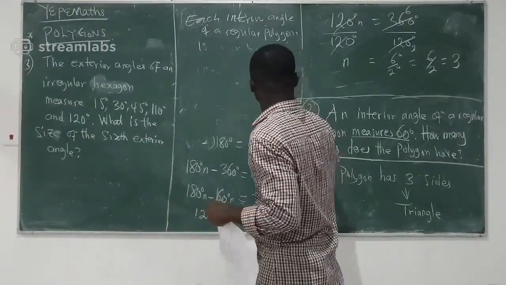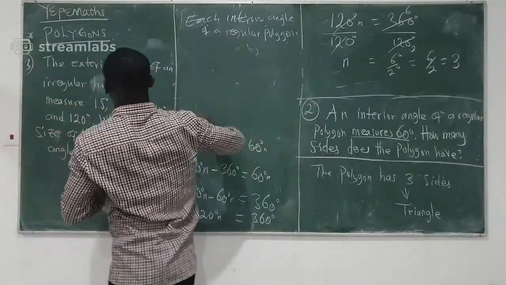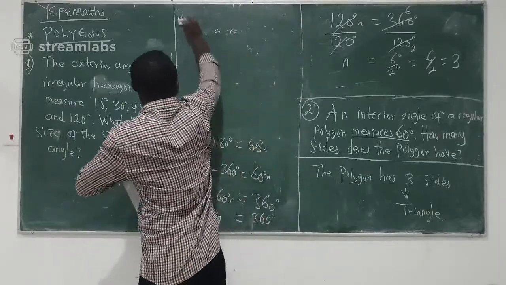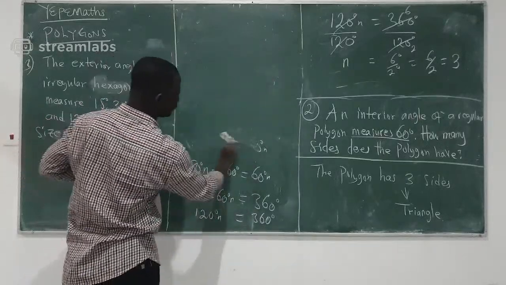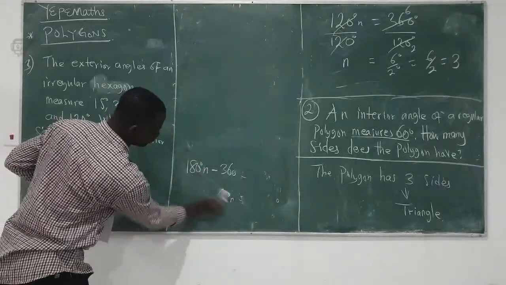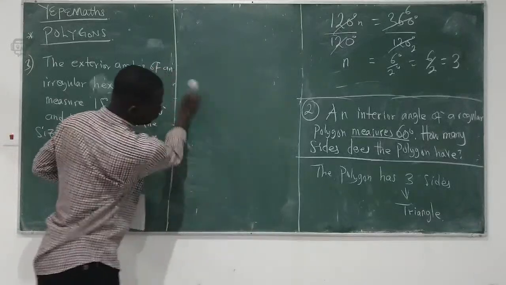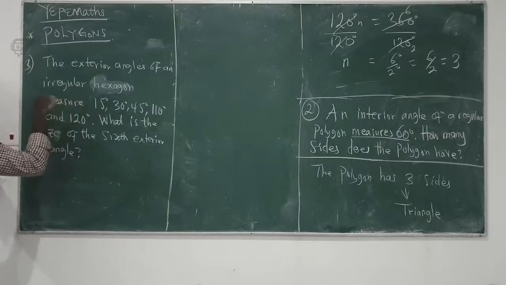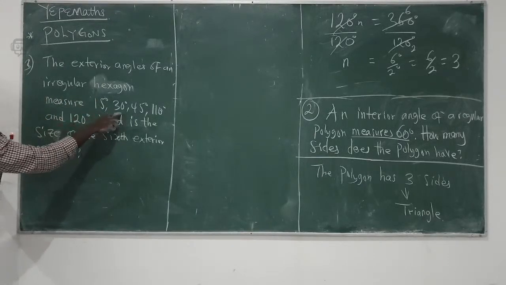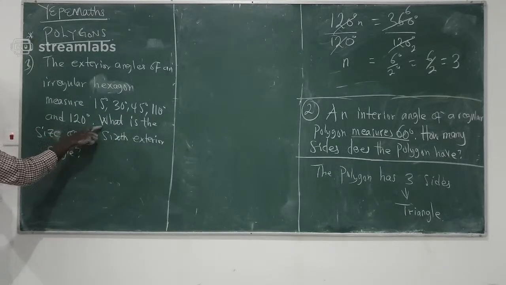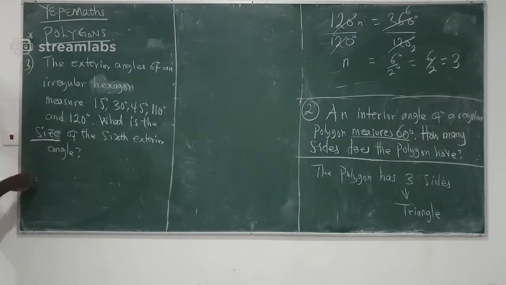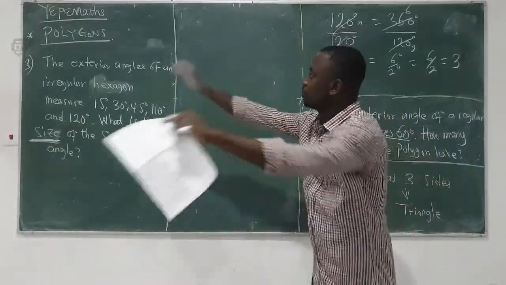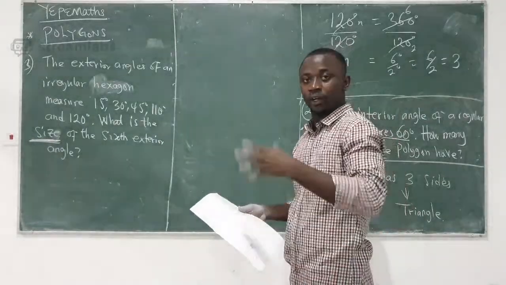So we have to understand the question. The exterior angles of an irregular hexagon. So here the polygon in question is not regular. So that is why we have these distinct angles. They are not the same. So they want to find what is the size of a particular angle, the sixth exterior angle. So your first idea is that the sum of exterior angles, either regular polygon or irregular, is 360 degrees.